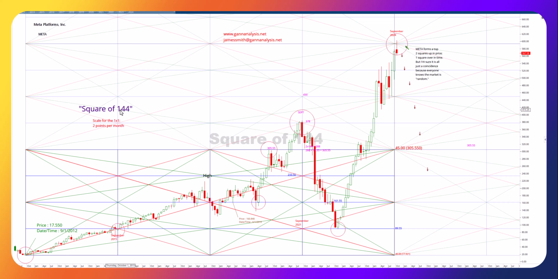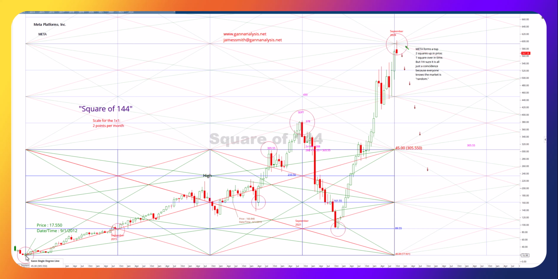Today we're covering Meta Platforms, Meta. Square of 144, that's what we're doing. Let me show you how we create this chart. We start from this low back here in September of 2012.